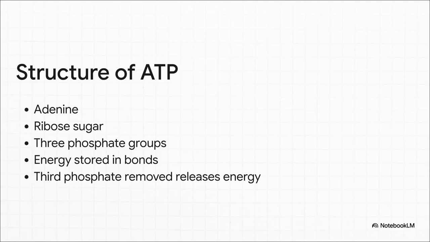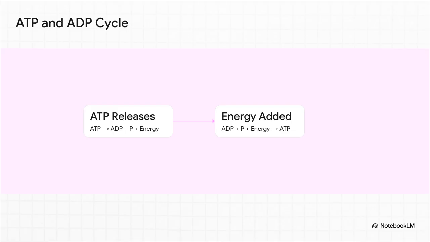To understand how it actually works, we have to look at the structure of ATP. It consists of 3 specific components: adenine, a ribose sugar, and 3 phosphate groups. Now, the magic really happens in the bonds between those phosphate groups. That is exactly where the energy is stored. The crucial mechanism here is that energy is released for the cell to use precisely when that 3rd phosphate is removed. This brings us to a continuous biochemical cycle that's happening inside your cells right now.